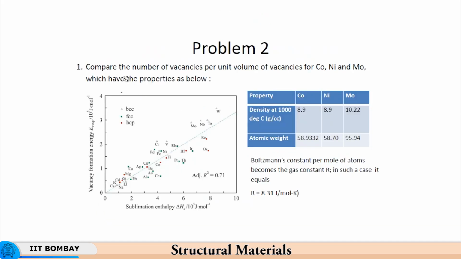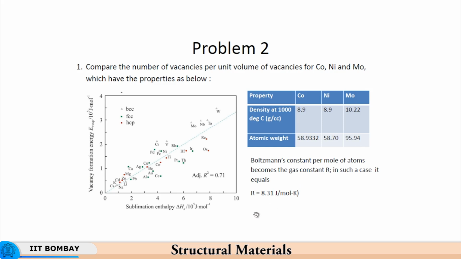Second problem is about the comparison of vacancies per unit volume. We have 3 materials: cobalt, nickel and molybdenum. These have certain valencies and certain numbers of vacancies. The density is 8.9 gram per cc for both cobalt and nickel, and molybdenum is 10.22 grams per cc, and the atomic weights are 58.93, nickel is 58.7 and molybdenum is 95.94.